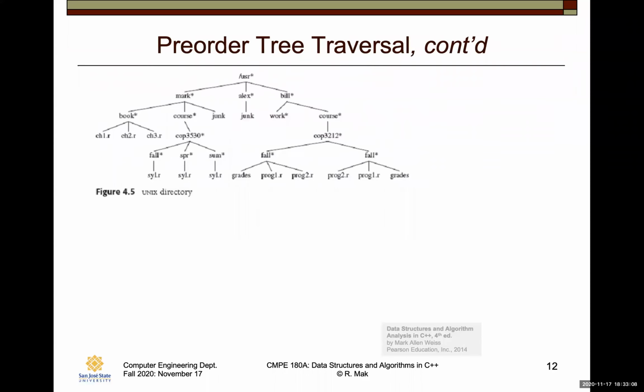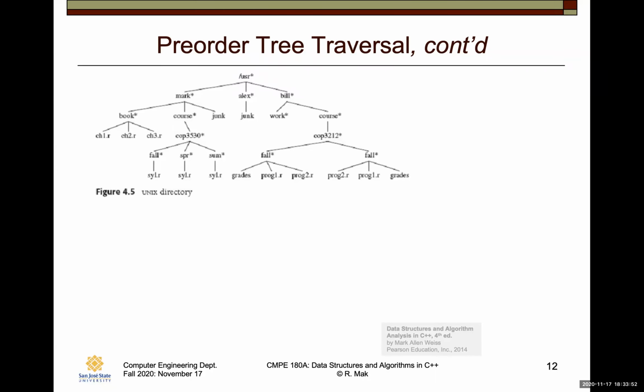All right. So here's a tree, and it represents a Unix directory. So at the very top, we have /usr, and inside directory /usr, we have directories Mark, Alex, and Bill. Inside directory Mark, we have directories book, course, and junk, and so forth. So obviously the leaf nodes are going to be either files or empty directories. So these are the nodes that have no children. So here is a tree that represents a Unix directory structure.